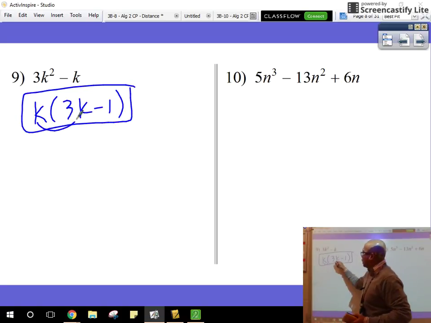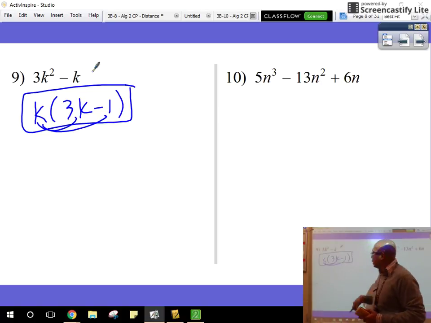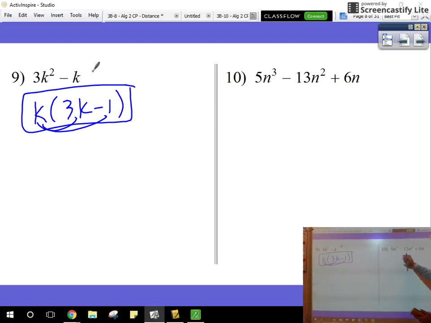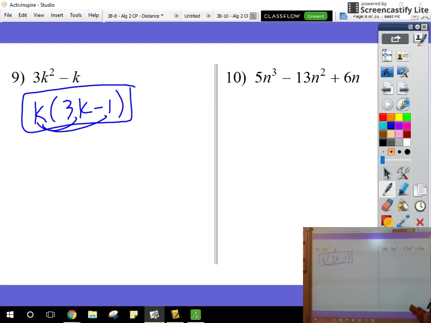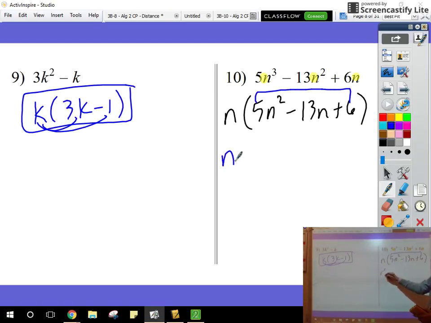Again, if you distribute this one here, you should get the question back. Common here is not 5, but multiply 5 and 6. Oh, sorry. There's a common factor. All of them have n, so factor out the n. And then you have 5n squared minus 13n plus 6. Now I can multiply 5 and 6. That gives me 30. So n squared minus 13n plus 30.